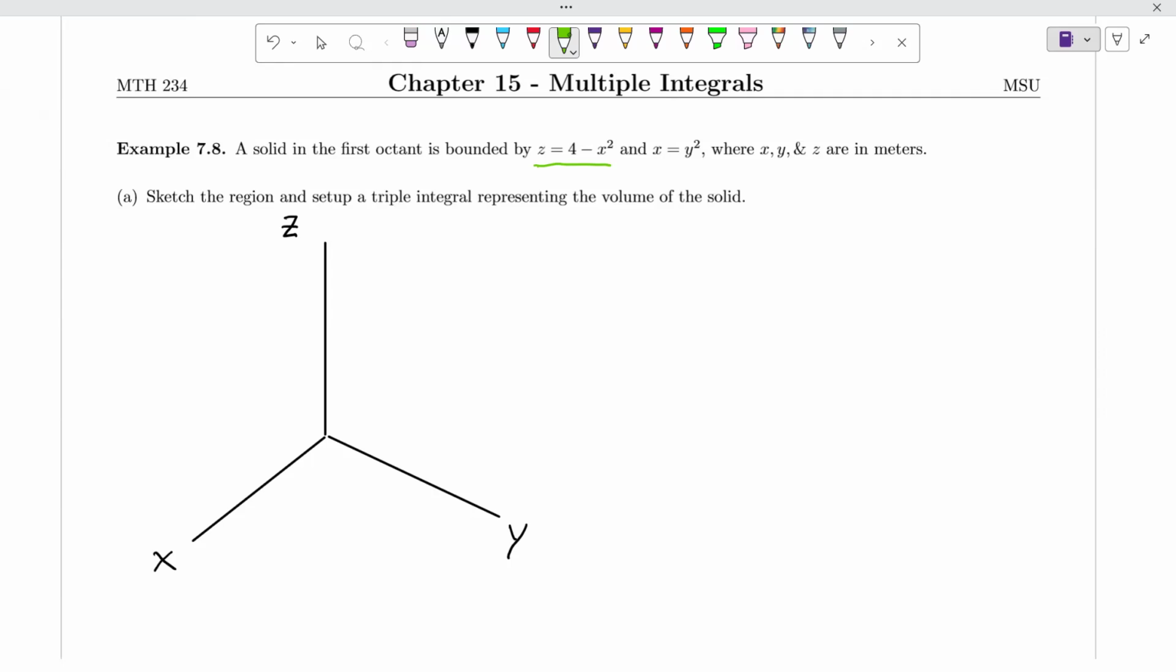I think it'll probably be helpful to just start by sketching what they look like in their planes. So if z is equal to 4 minus x squared, this is a parabola starting at 4 on the z-axis and opening down in the x direction. So if z equals 4 is maybe this point right there, I want a parabola that opens down and hits the x-axis. Something like that. Get rid of that for now.